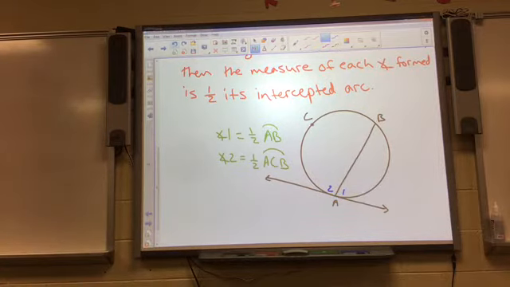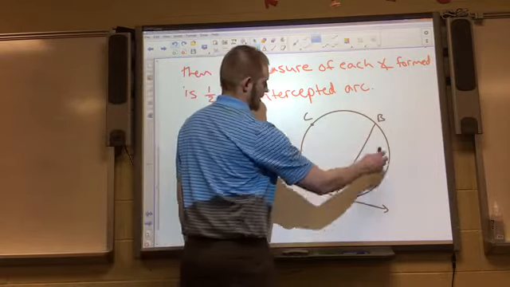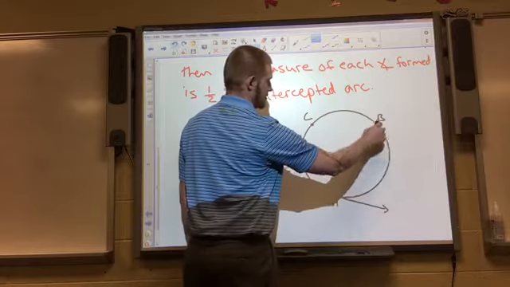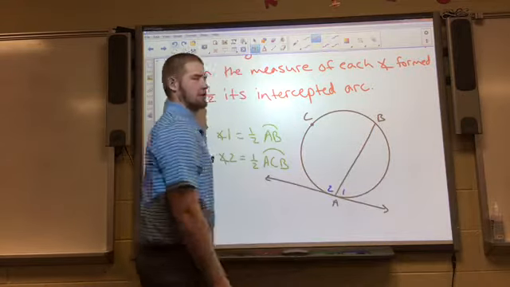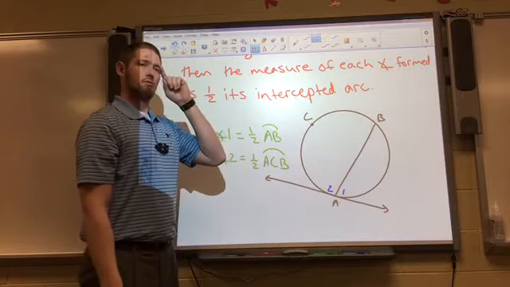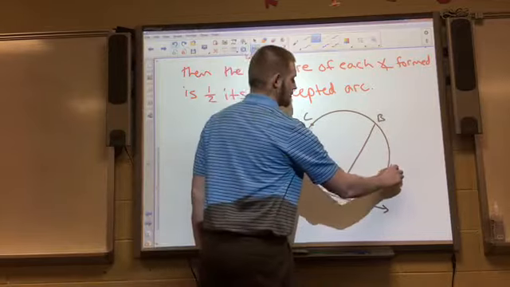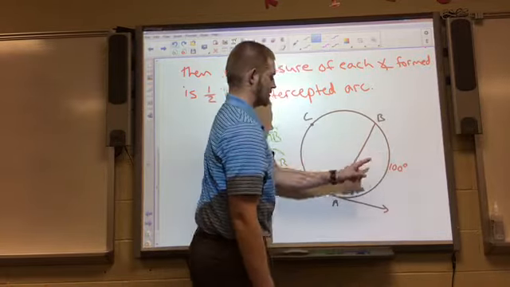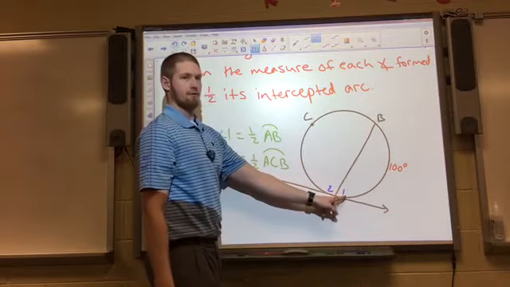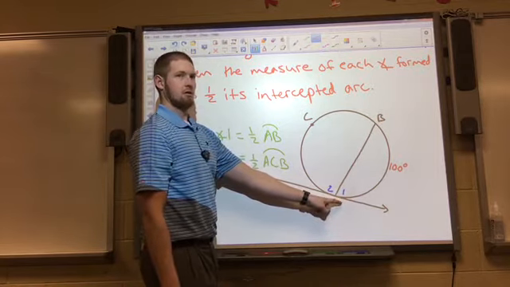Alright, so I'm going to not necessarily write these examples down, but let's go ahead and say that arc AB was 100 degrees. What is the measure of angle 1? 50 degrees. Okay, so if this arc is 100, the angle is half of that, which is 50. Okay, hopefully everybody knows that, not just Seth.